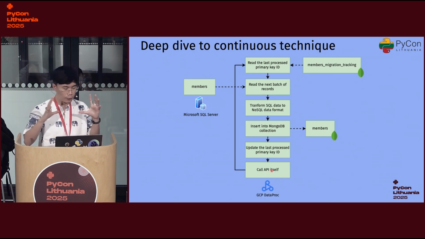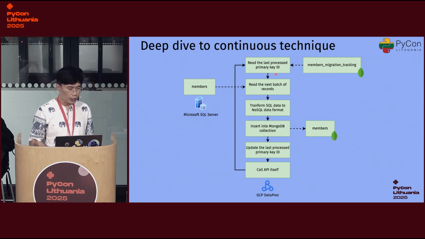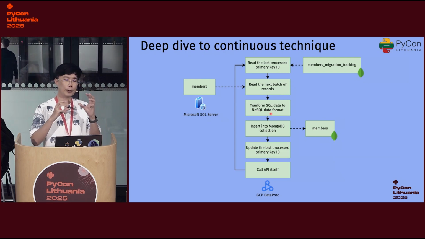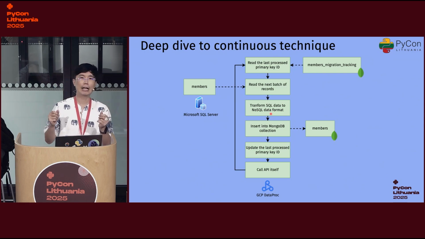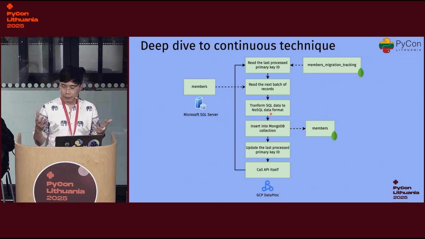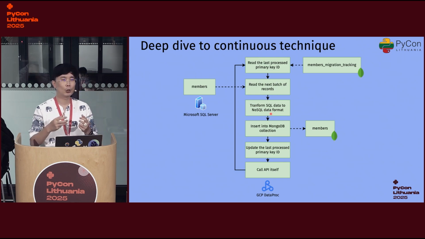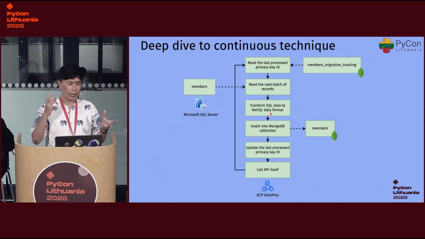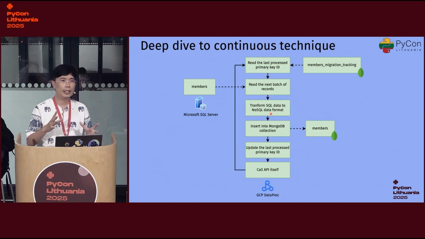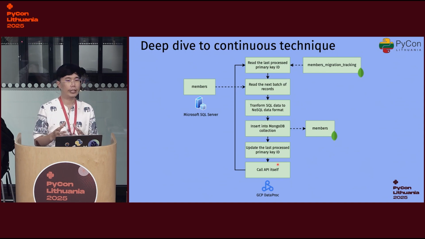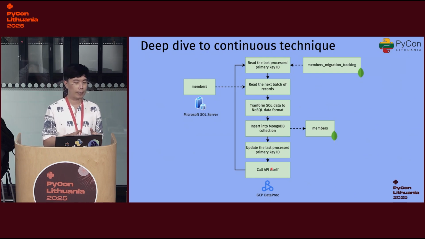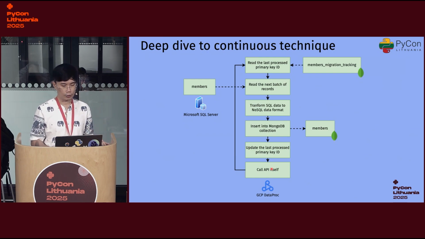I have a little bit of code to show you. So that means it reads first and then reads the next batch from SQL Server, and then transforms the data, which is the difficult task. Because at that time, I did not use Copilot to help me. So I went to a lot of articles and Stack Overflow to learn how to do the mapping easily. Then I insert back, update the primary key for the next one, and then call the API itself. This is the technical continuous workflow.